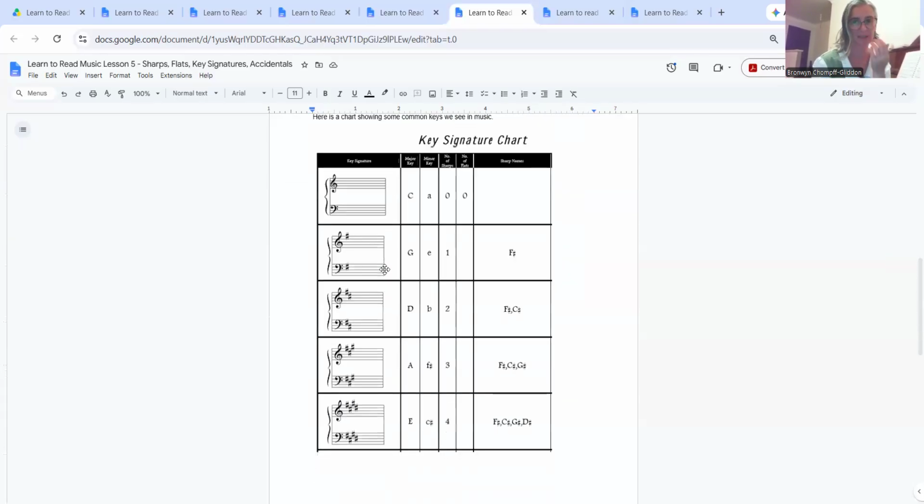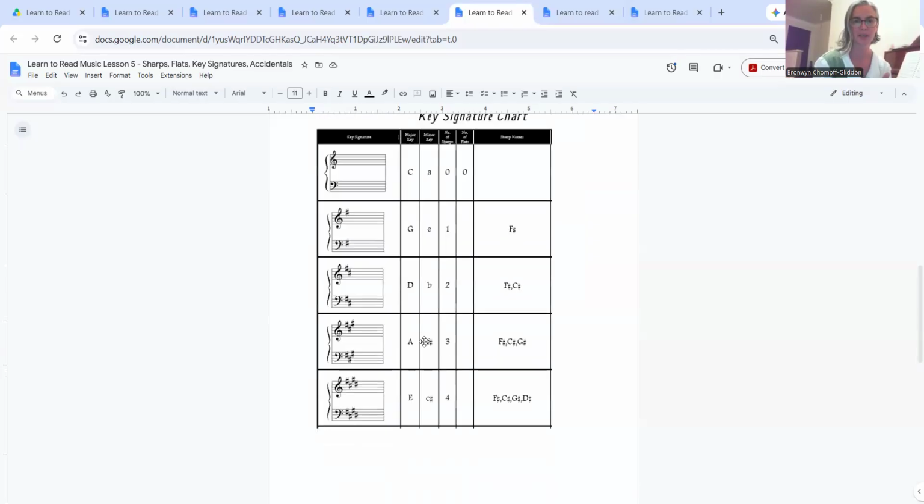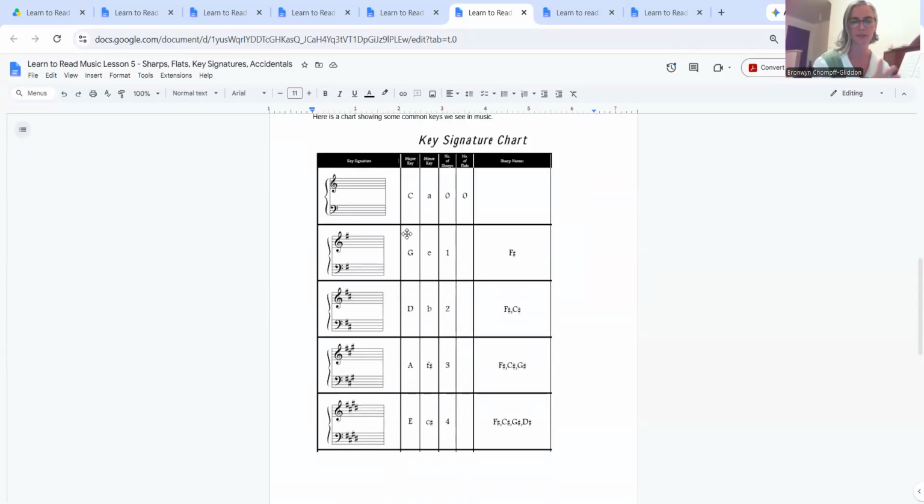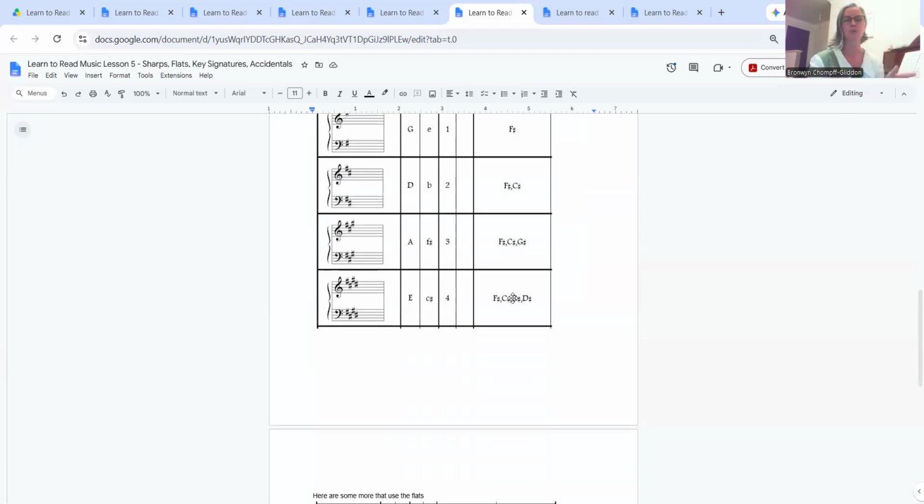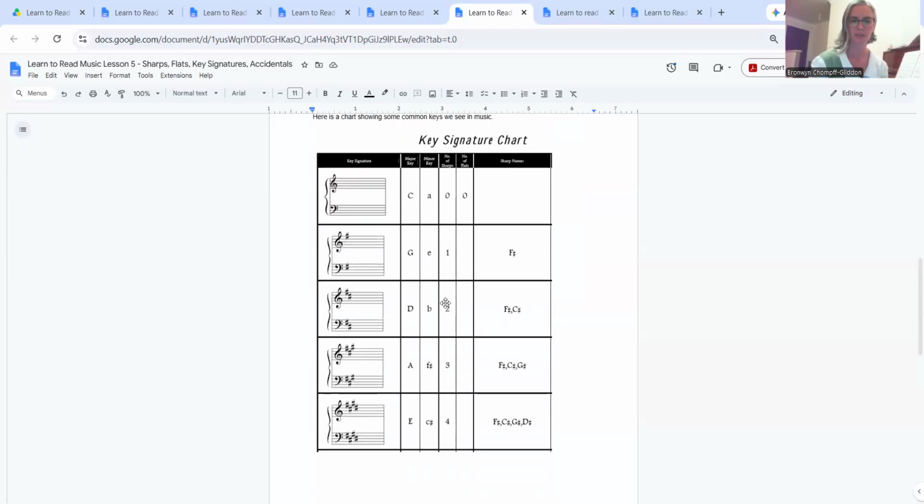And then this here is a key signature chart that shows what sharps belong to each key. So we see G major has an F sharp, D major has an F sharp and a C sharp. And what all of this means, I might just really quickly play for you these keys, these chords, the scales, so that you can see.